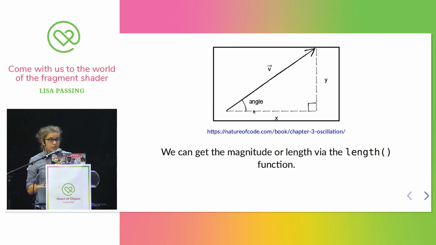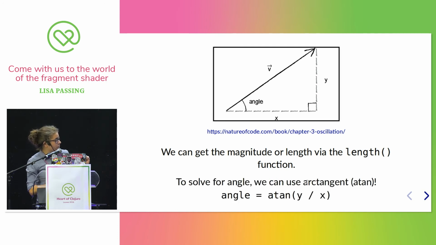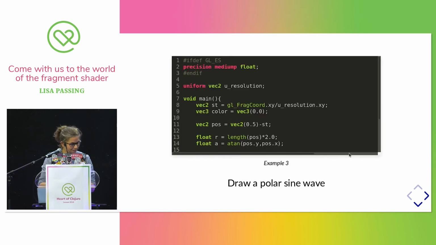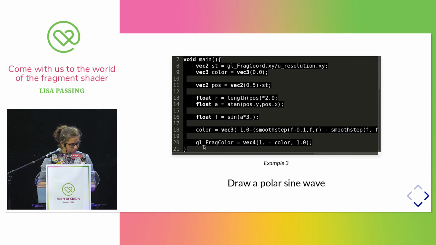Magnitude, or the length of a vector, there's a built-in function for this, so we don't need to concern ourselves with that. But to solve for the angle, we can use arctangent. The tangent of an angle equals y divided by x, and then to solve for the angle, we can use arctangent, or atan, as in most programming environments. So we get the angle with atan. So we have the radius and the angle, and then we can draw polar shapes. Let's draw a polar sine wave, so I really hope this makes sense to you. I will just copy this.